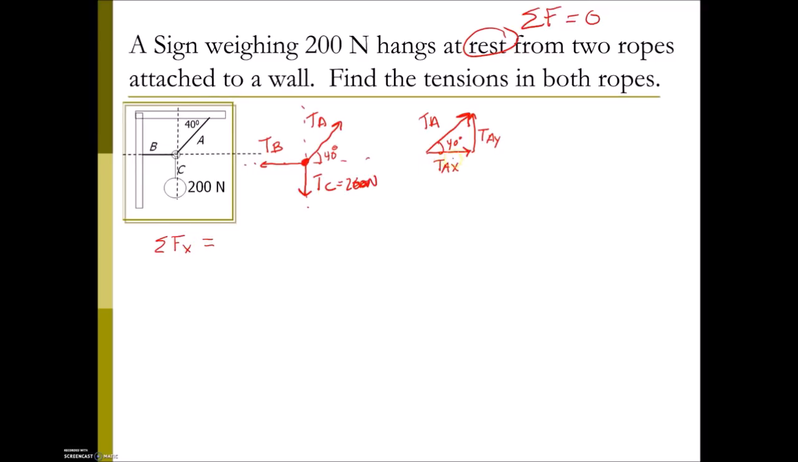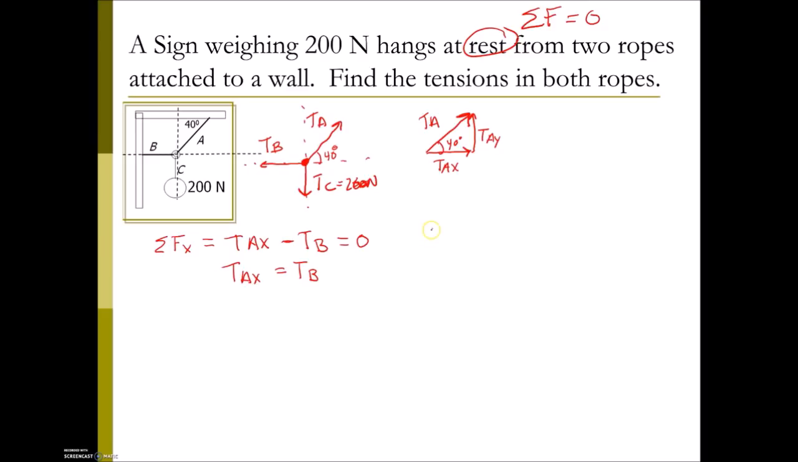Well, in the positive direction, I have that component of TA, which we called TAX. And in the negative direction, I have TB. So we're going to write minus TB because it's pointing to the left. It's a negative vector. And these all add up to 0. So what that means is that my TAX must equal TB, right? They're the only 2 forces I have horizontally.